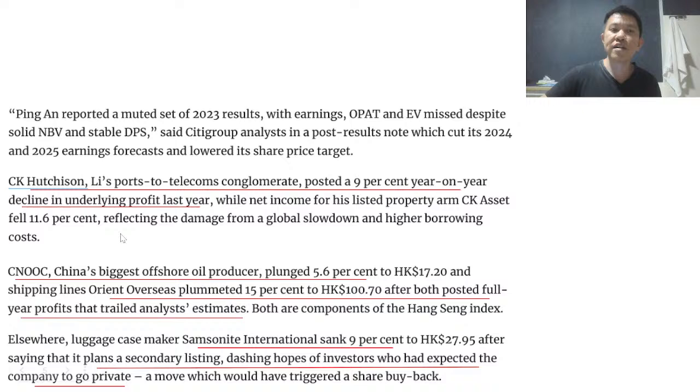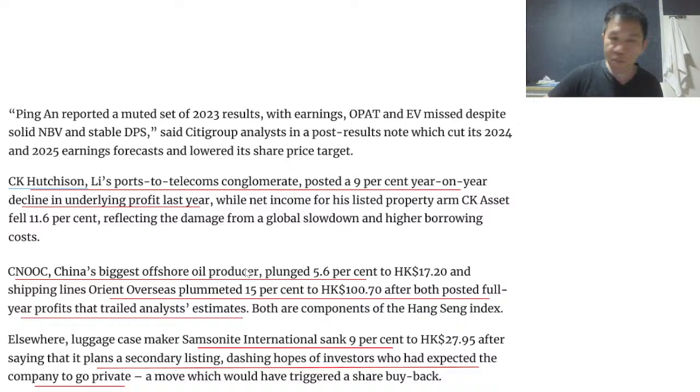So CNOOC, which is a blue chip oil company, also plunged. Orient Overseas is shipping related. It ships goods from overseas, so export, import business, and the numbers were bad, and so it plunged 15%. All of this is within the Hang Seng Index. So Hutchison, CNOOC, Orient Overseas, Ping An all missed analyst estimates. Four blue chips missed the estimates.